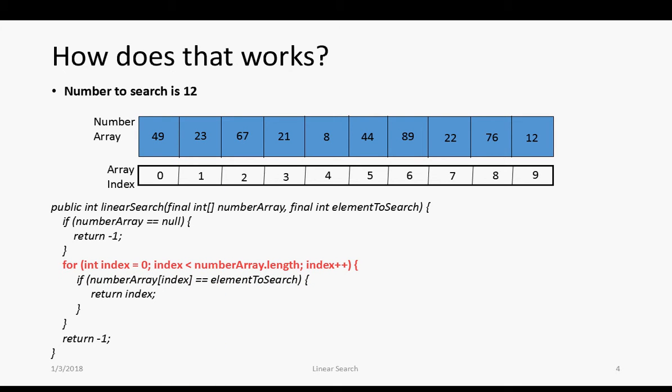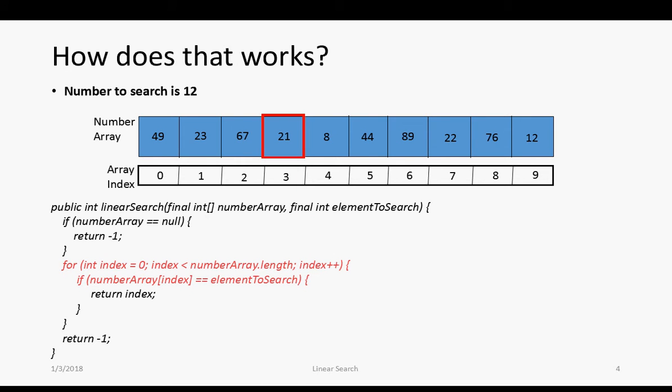Again, I will move back to the for loop, increment the index. I will search it again. 12 versus 67. No, it doesn't match. Again, increment the index. So index is going to be 3. 3 is less than 10. Hence, I will enter the for loop again.